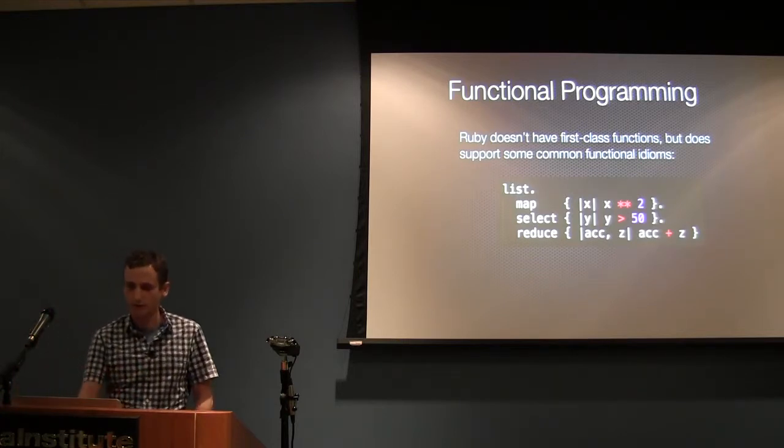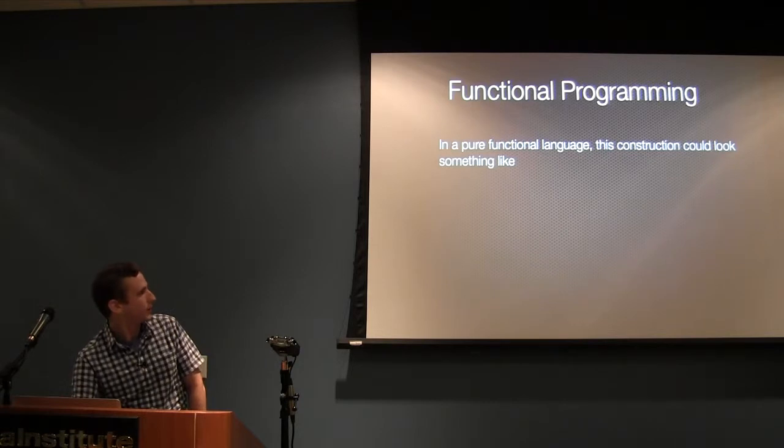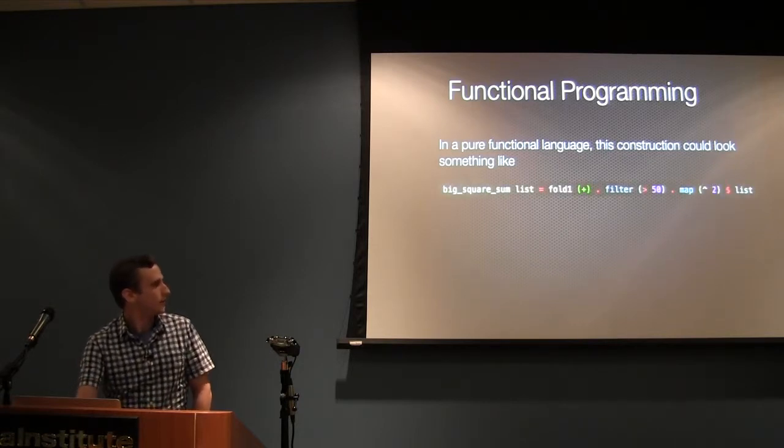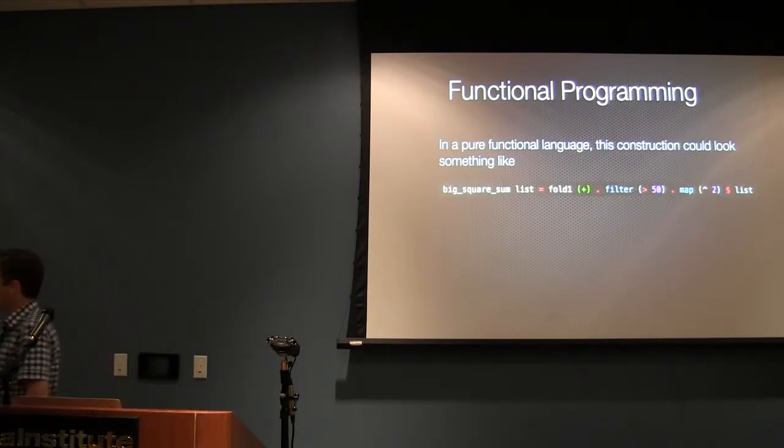In a functional language, that might look something like this. This is Haskell, don't worry over much about the syntax. But the basic idea is, you want to define a function, I'm going to call it big square sum. And so if I want to find the big square sum of the list, you read this right to left. You take the list, you map over it, squaring everything. You filter it by comparing things to 50. And then you fold that all up by adding things all together. That makes sense to everybody?